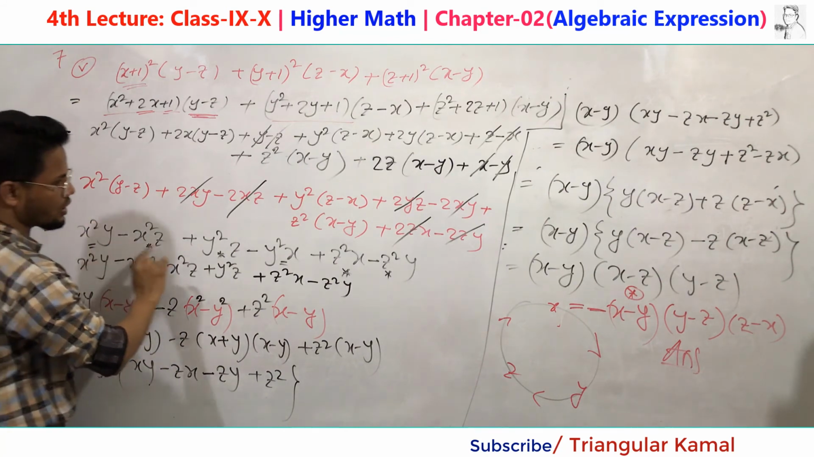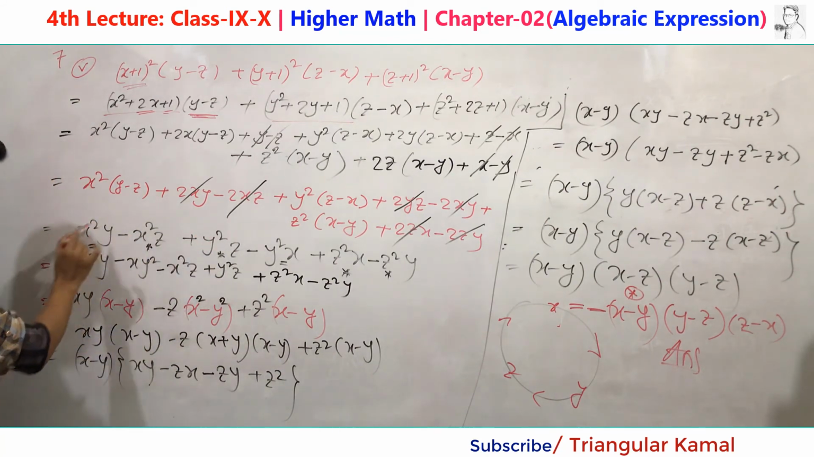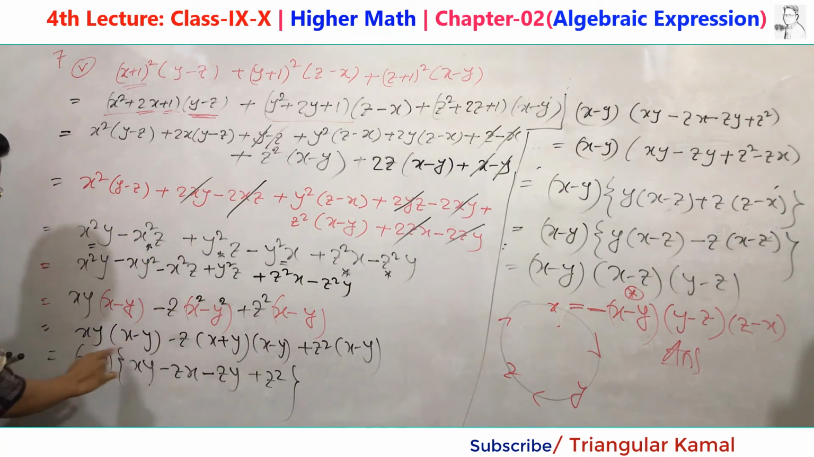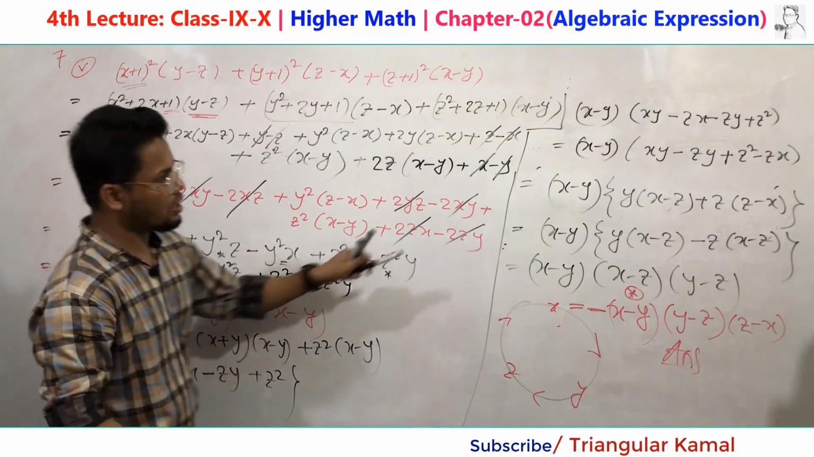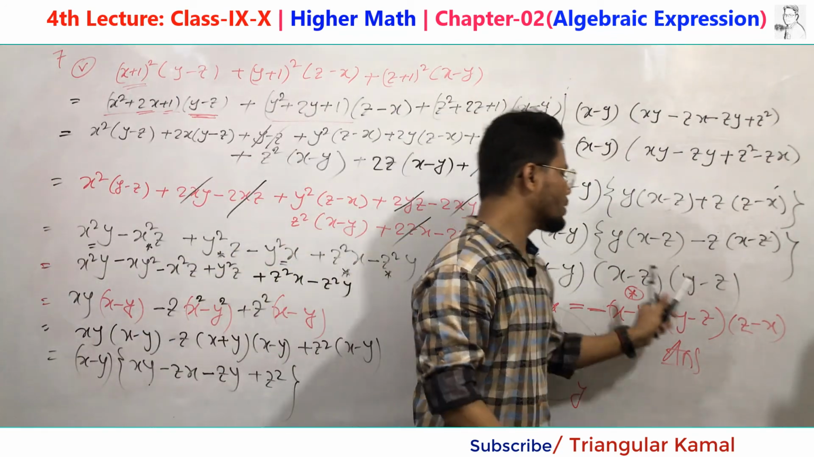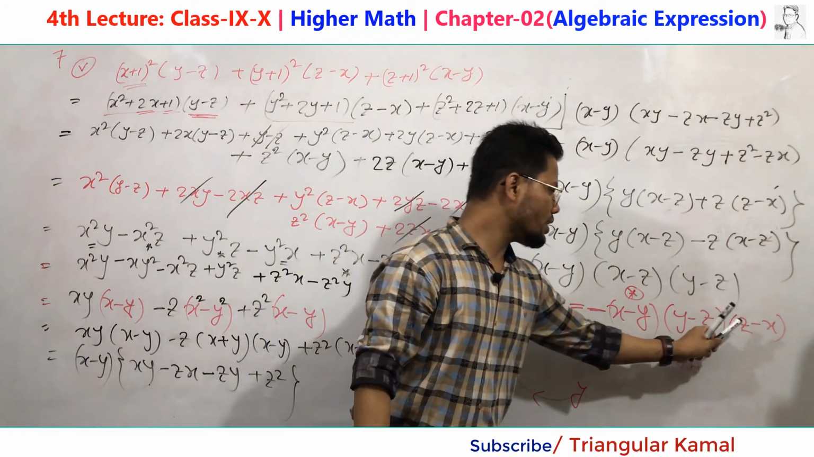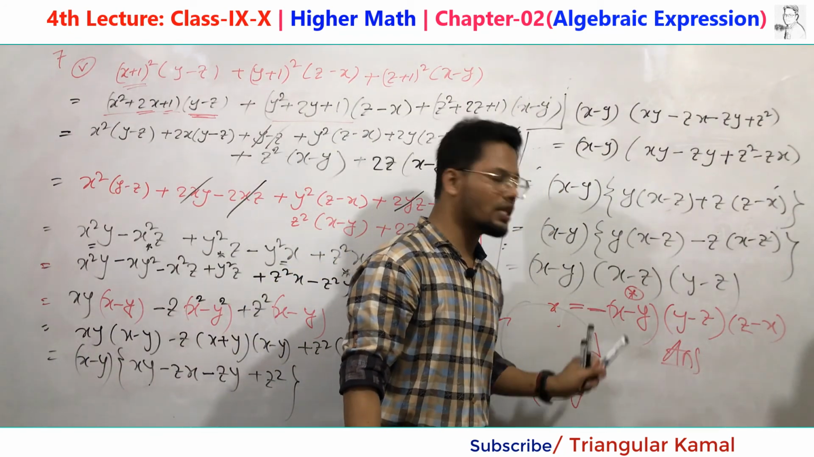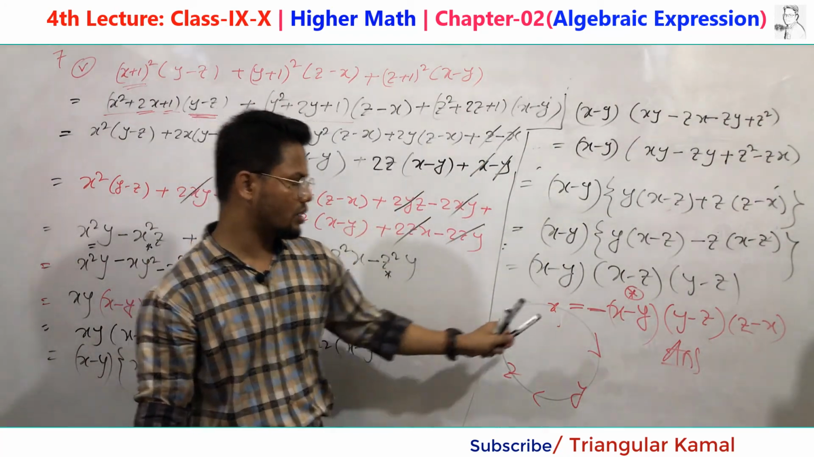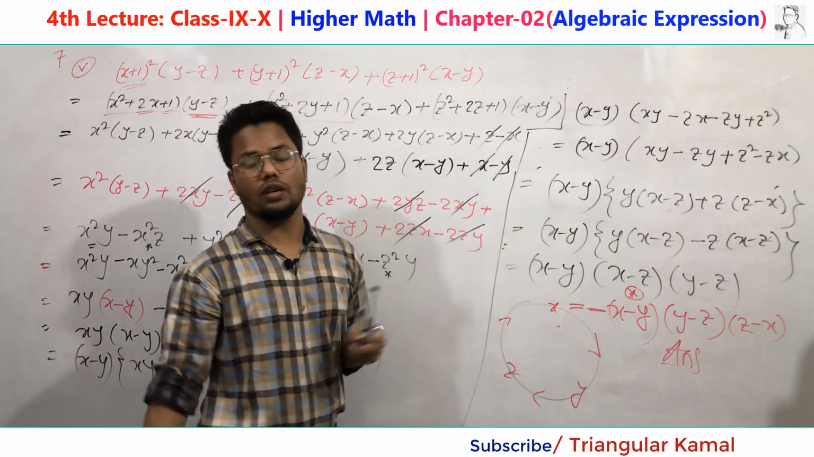Finally we get these 6 terms, and arranging this data, x minus y is taken as a common, and we have done that successively we found 3 factors: x minus y, y minus z, z minus x, and times minus 1. So these are the 3 factors of this one.